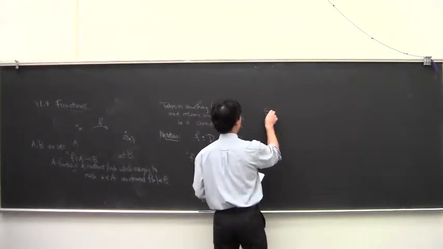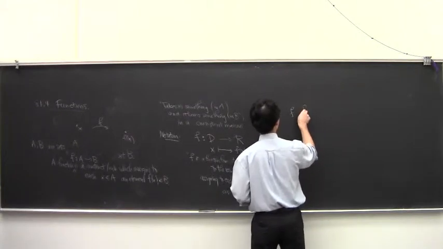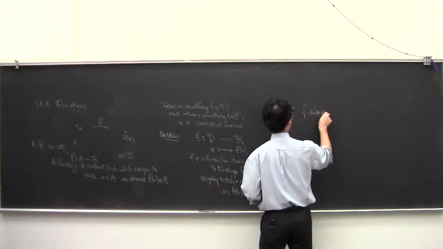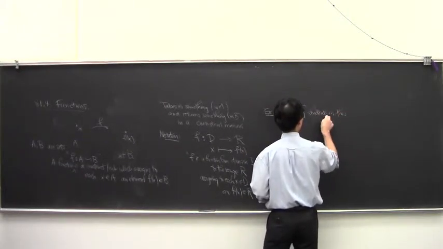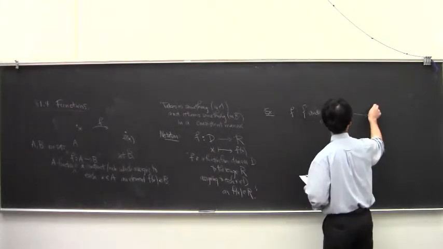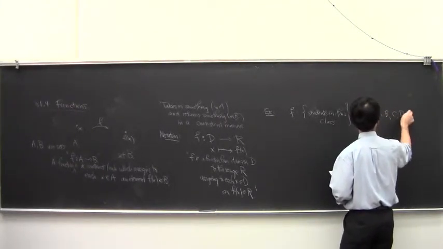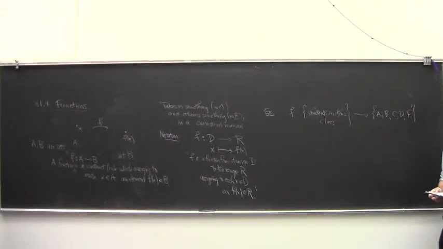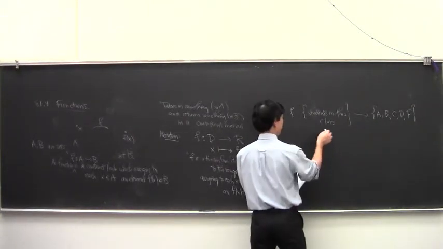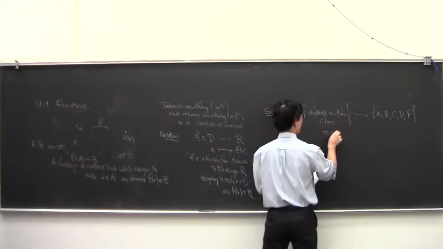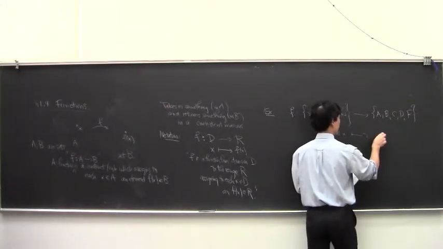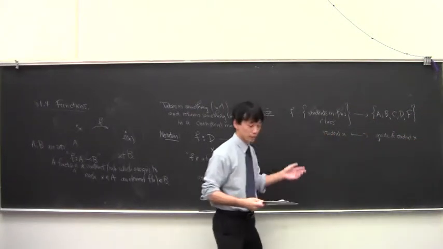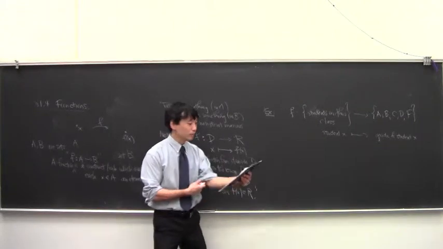For example, you can have some function going from the class roster, so students in this class, going to a set of letters. At the end of the course, I'll create a function that does this, going from each student x to the grade of student x. So this would be assigning the grades at the end.